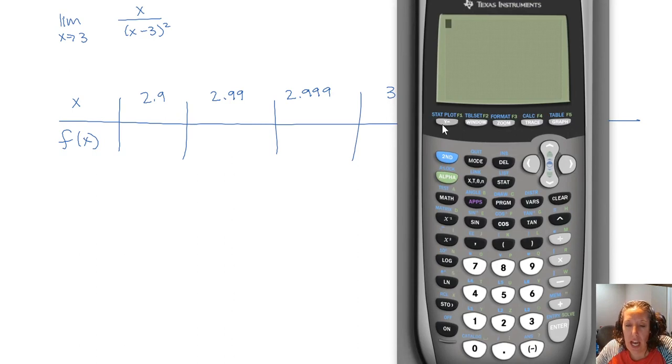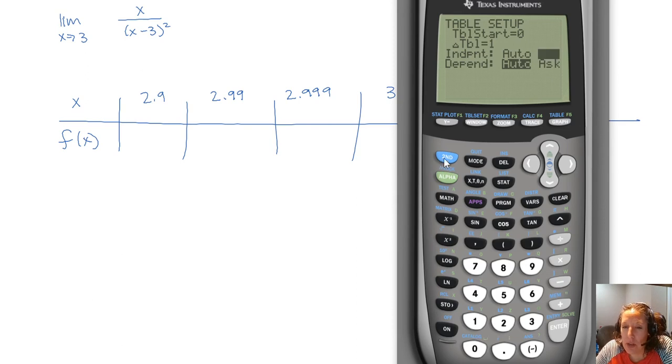If you have a TI-83 or 84, any version of the TI-83 or 84, I know this works. If you go to your y equals and enter your function, x over (x minus 3) quantity squared, and then go to your table set, which is second window at the top, we are going to change the independent variable, that's our x variable, to ask. That way it won't automatically pick the x values and we can pick them.